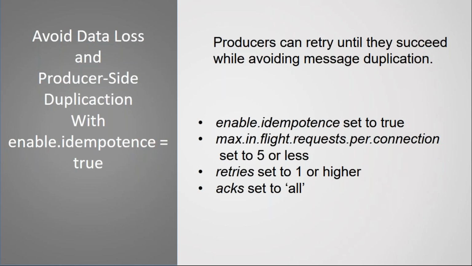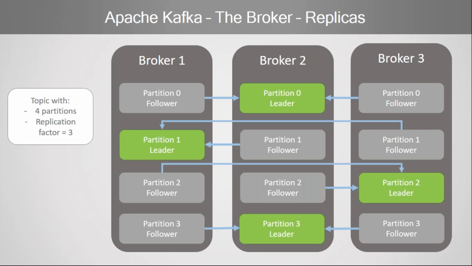We need to make sure there's 5 or fewer max in-flight requests per connection. Retries must be set to 1 or higher, and acks must be set to all. But this is pretty handy, a nice way of avoiding duplication while still using retries when there are failures. So let's have a look at how replication works and failover.